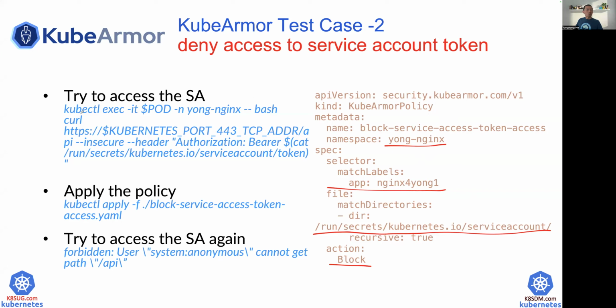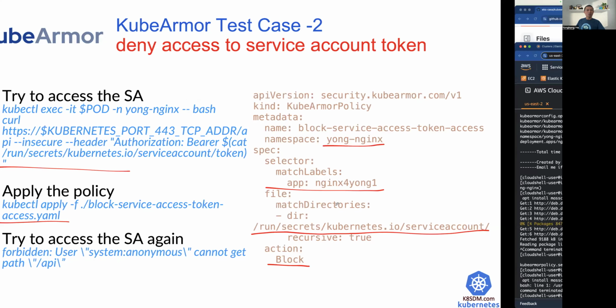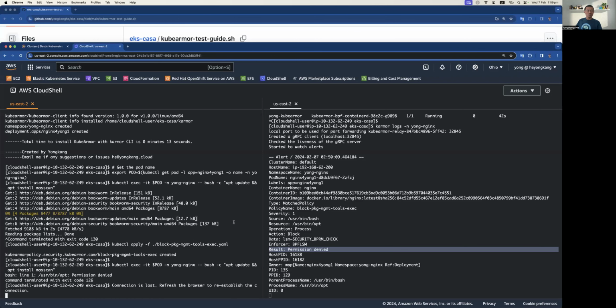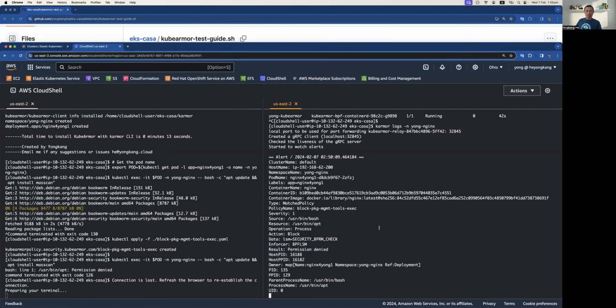So first of all, let's try to see if we can access the service account token. And then we will apply the policy. And finally, we will try to access this to see if we can access the service account token again. So hopefully you will see the forbidden messages like the screen you can see. So let me go to the terminal. So I'm going to resume the terminal.